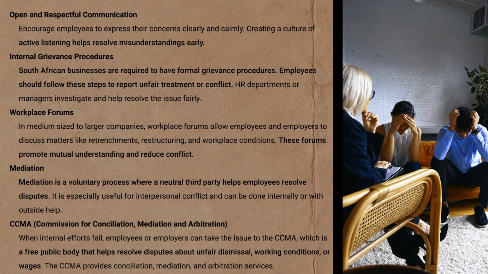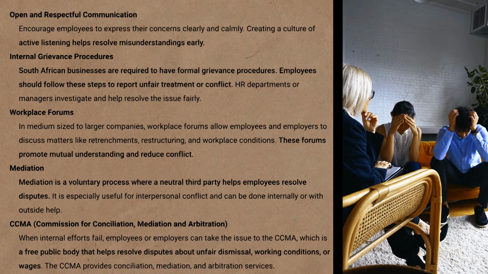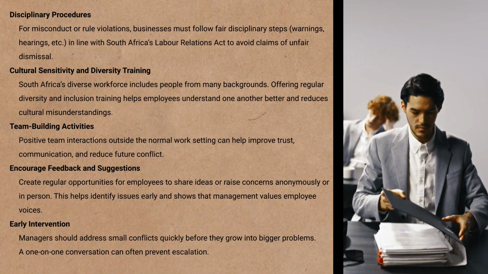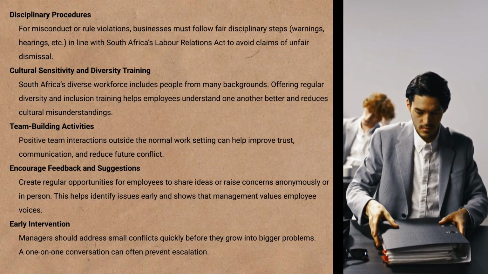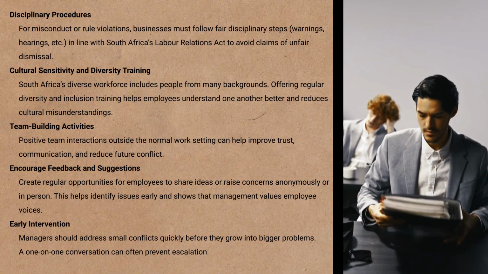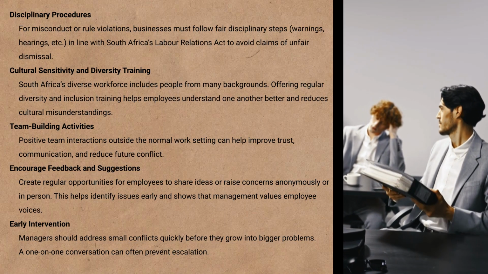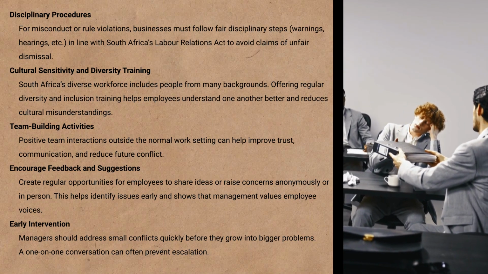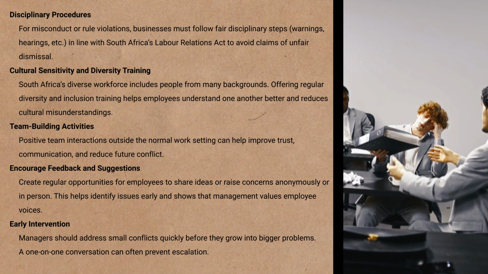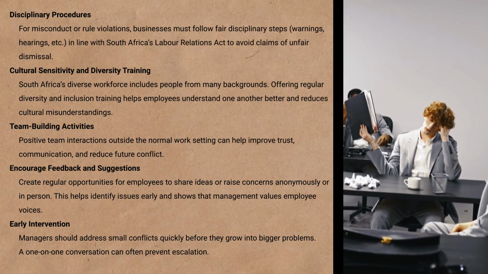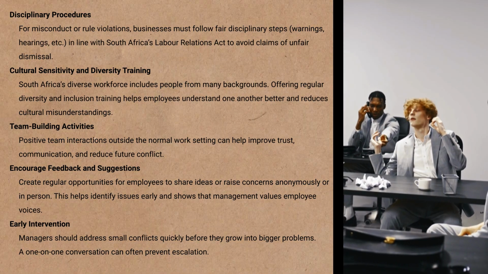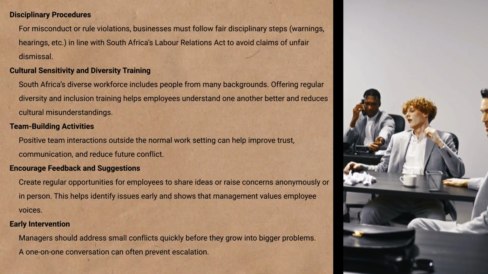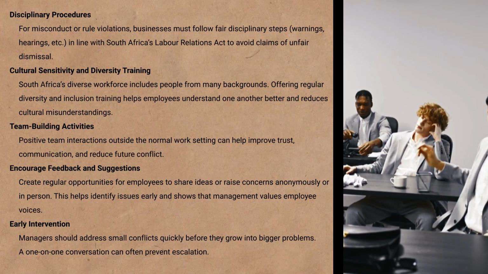Other strategies may be implemented, such as active listening. This involves giving each person the opportunity to speak without interruption, asking clarifying questions, and reflecting back what you've heard to confirm understanding. This can de-escalate tensions and clarify misunderstandings. Setting ground rules. Establish rules for engagement in discussions like no interruptions, mutual respect, and confidentiality. This can make the environment safer for open discussions.